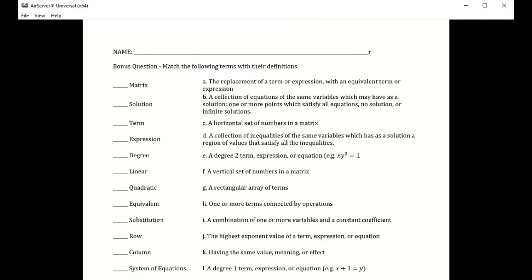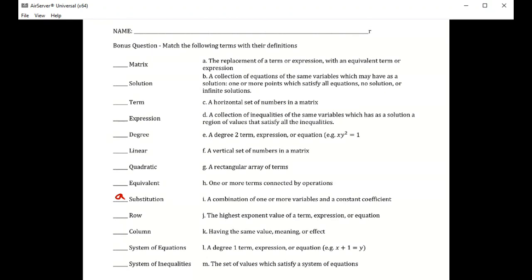All right, last piece. Let's do some vocab. Easiest way, when you have multiple choice and definitions and words, read the definition, find the word. That way you're not having to read the sentences over and over again. So first piece we have the replacement of a term or expression with an equivalent term or expression. That would be substitution, just like you're substituting a player in the ball game. A collection of equations of the same variables which may have as a solution one or more points which satisfy all equations, no solution or infinite solutions. If we look down, this is going to be our system of equations.